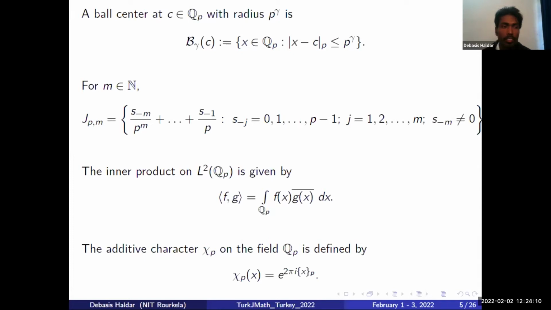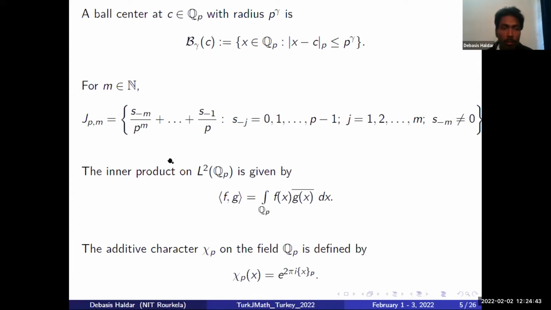The set J_p^m is defined as the set of all numbers of the form s_(-m) p to the power minus m plus up to s_(-1) p to the power minus 1, where the s_j's are from 0 to p minus 1 and the leading coefficient s_(-m) is not equal to 0. So the order of this set is p minus 1 times p to the power m minus 1.